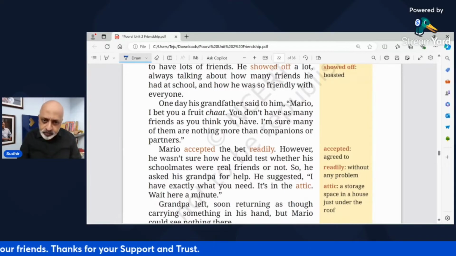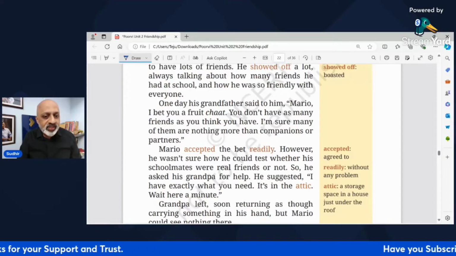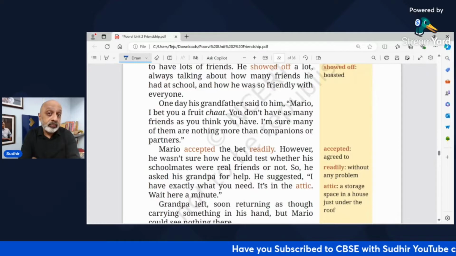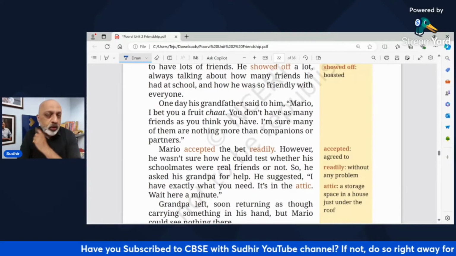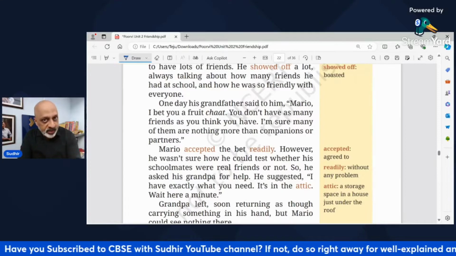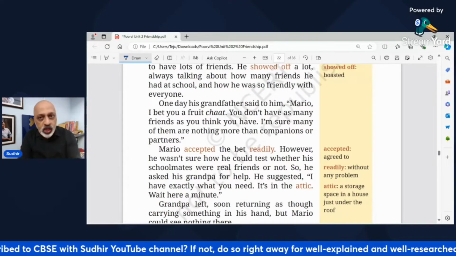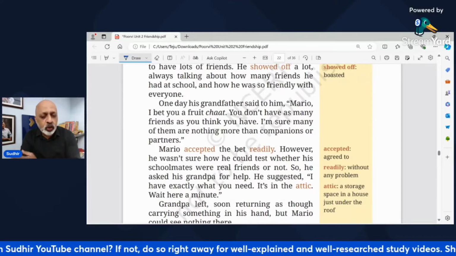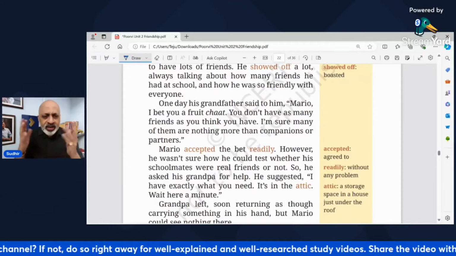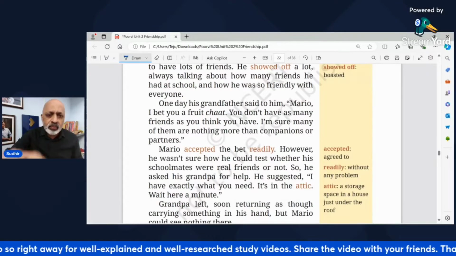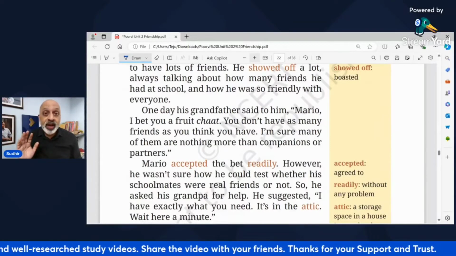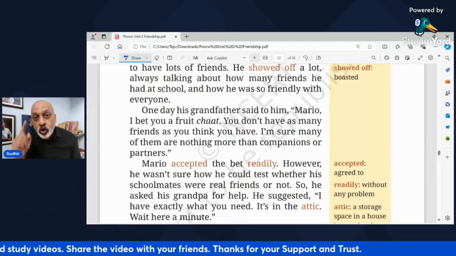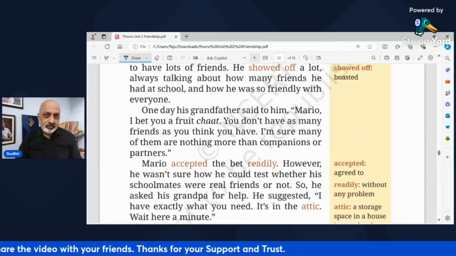Understood? Now, Mario accepted the bet readily. Why did he accept the bet readily? Batao. I'll tell you the reason. Mario accepted the bet. Accept means agreed to. Readily means without any hesitation, not without any problem, without any hesitation. He didn't think about it कि अरे हो सकता है मैं bet हार जाऊं. No, he thought, let me accept it, because he was confident he would win the bet.